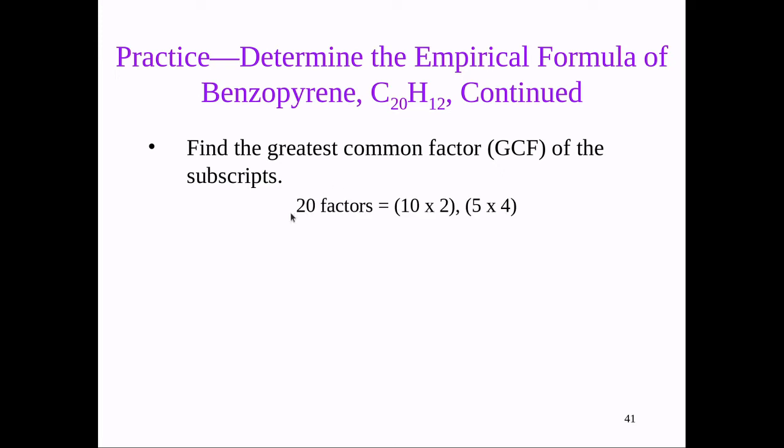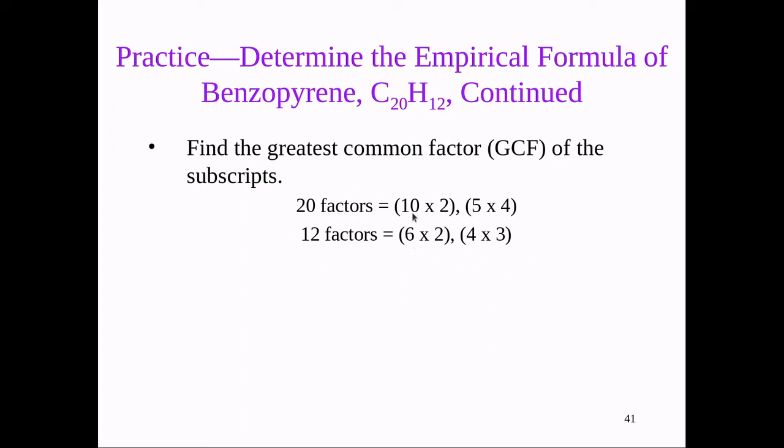First, we take the factors of 20. 10 times 2 is 20, and 5 times 4 is 20. There aren't any other combinations that we can use to make up 20 that are whole numbers. Then we look at the factors of 12. 6 times 2 is 12, and 4 times 3 is 12. There aren't any other combinations we can use to make up 12, at least if we're restricting ourselves to whole numbers.